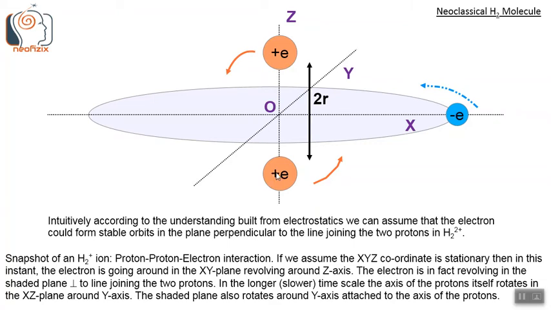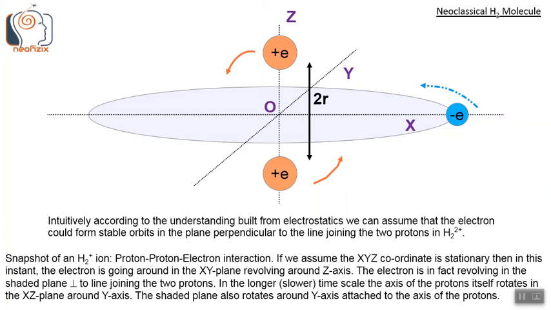In the longer or slower time scale, the axis of the proton pair itself rotates in the xz plane around the y-axis. So the proton pair right now is shown oriented along the z-axis. This itself rotates in the xz plane around the y-axis, and the shaded plane also rotates around the y-axis attached to the axis of the protons. So this shaded plane is attached to the line joining the two protons. It goes right through the middle of this line and perpendicular to it, and it is attached to it. It rotates along with it.